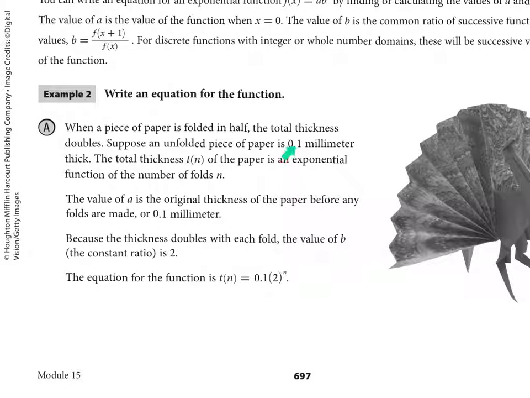The value of A is the original thickness of the paper before any folds are made. So if we go back, that was 0.1 millimeters. So there's your A. Because the thickness doubles with each fold, the value of B, or our constant ratio, what's happening to it each time, is a value of 2. So there's my B. And again, n being the number of folds is my exponent.